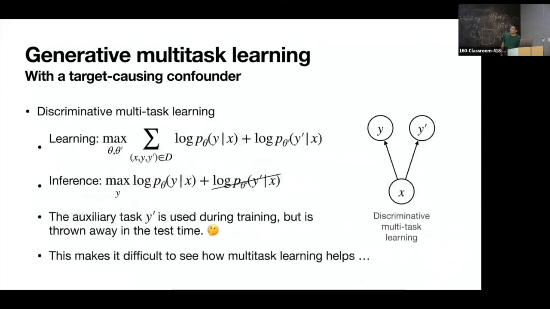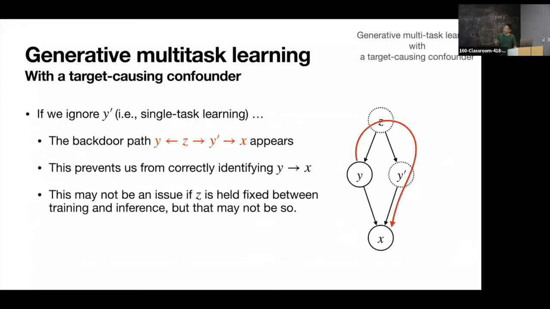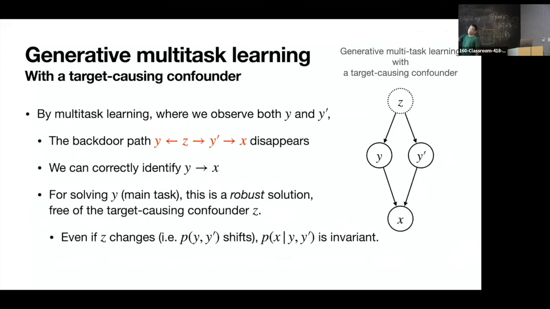Precisely. So let me go back here. What we really need is this. If we look at both Y and Y prime when we're trying to give rise to X, and also the direct a priori relationship between Y and Y prime, we need to look at both of them in order to ensure that how we do multitask learning blocks this backdoor path, which may otherwise result in a less robust, very brittle classifier, brittle to the potential change in this underlying component.